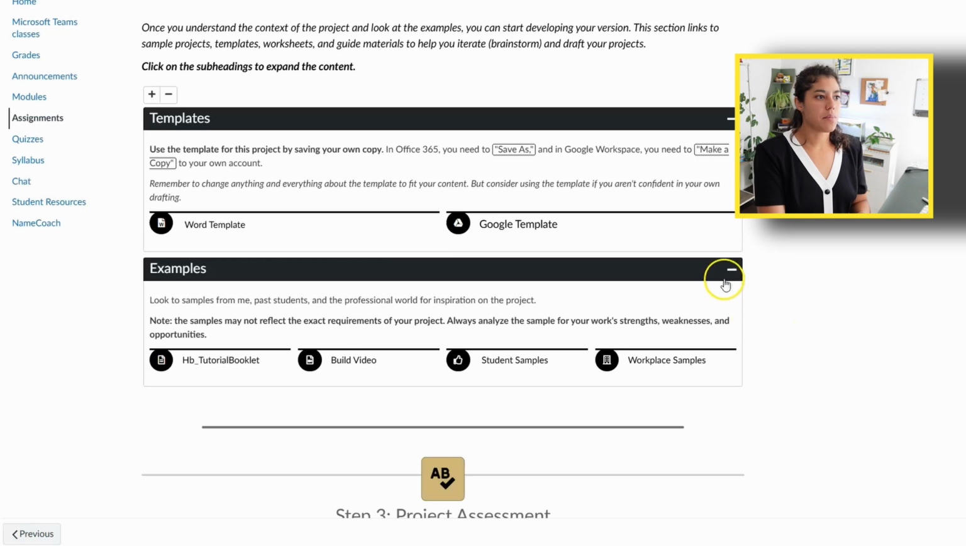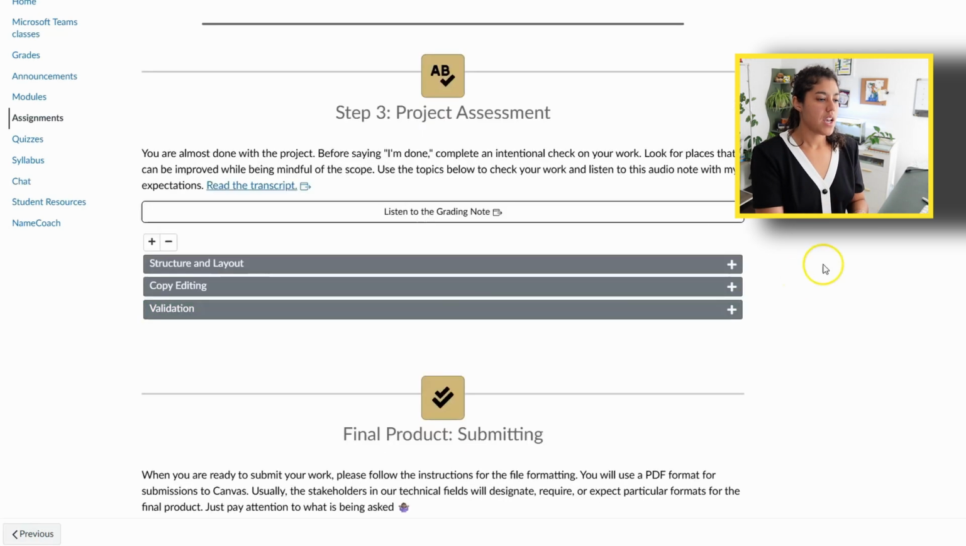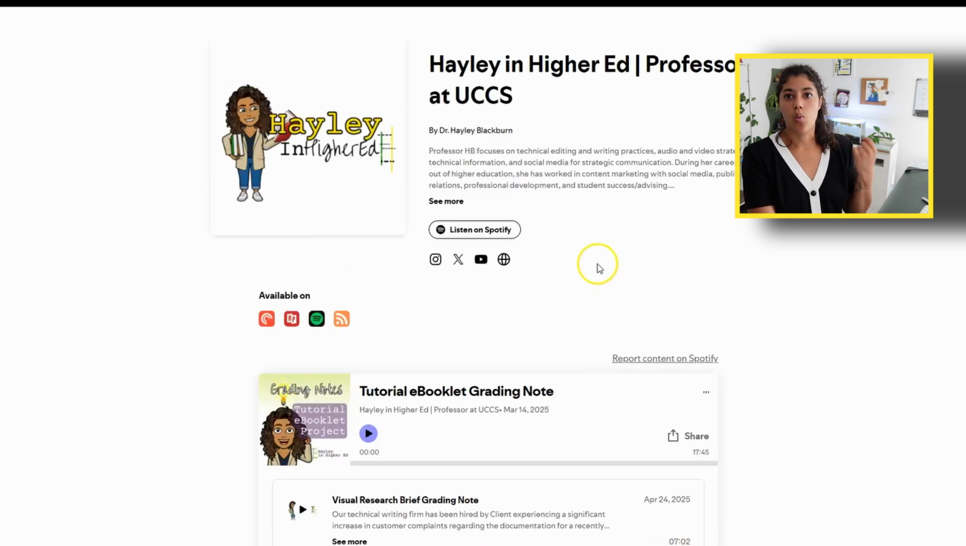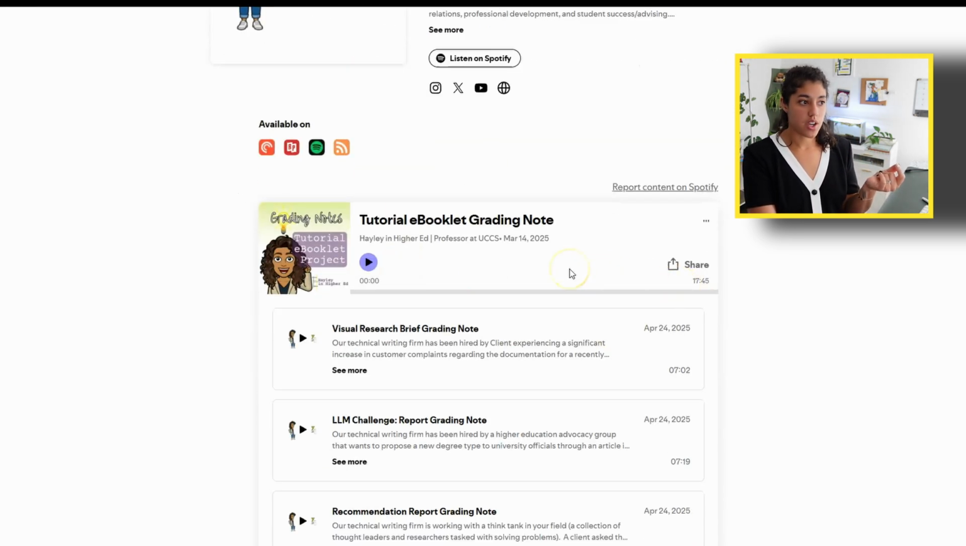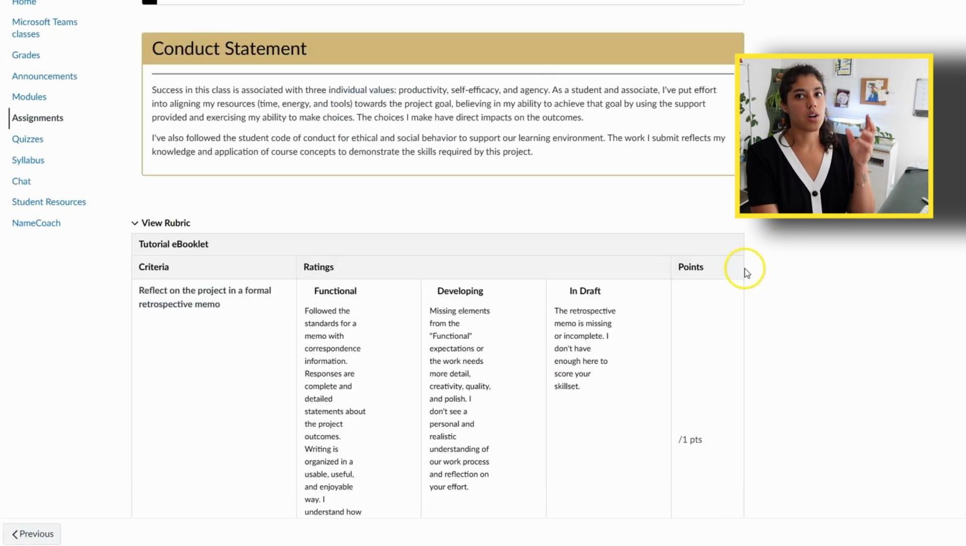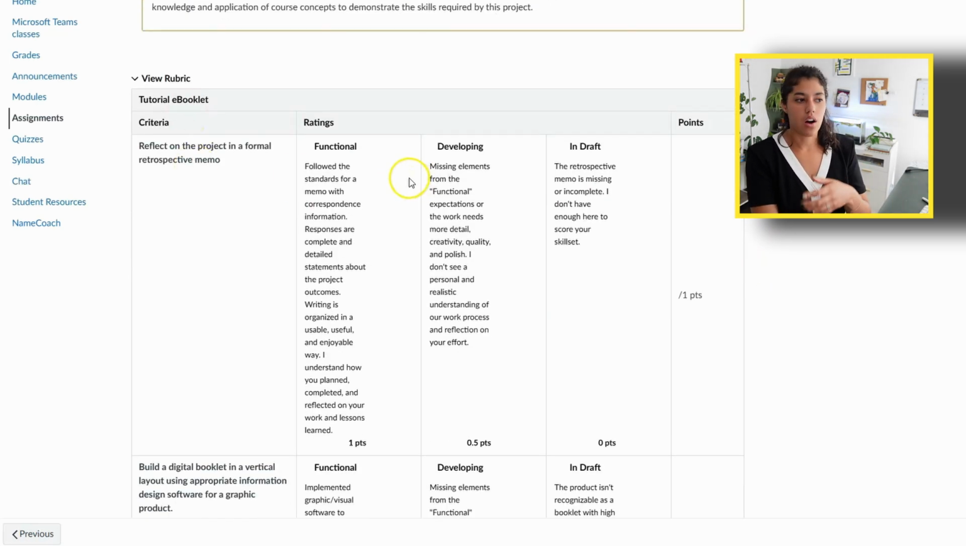And then step 3 was project assessment, where I actually recorded little podcasts of me explaining everything in the rubric. So then they could listen to this grading note while they were doing a final check of their work. And in the grading note, I also had the transcript for them to read if they didn't want to listen. It went step by step through the rubric, what I was looking for, where most people go wrong or astray, and again, more tips and support.